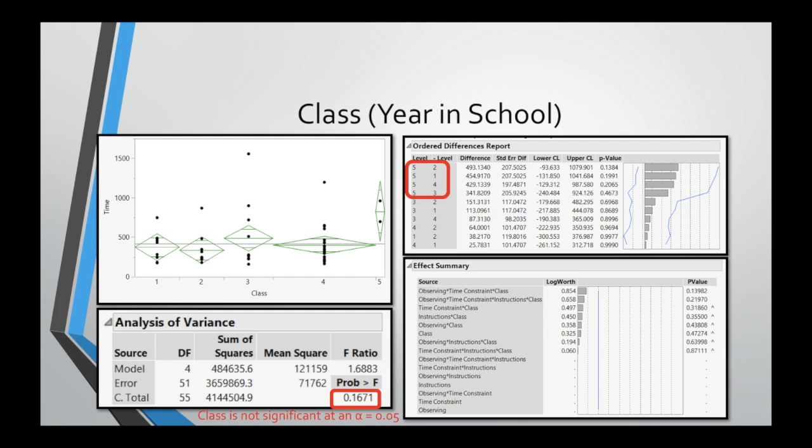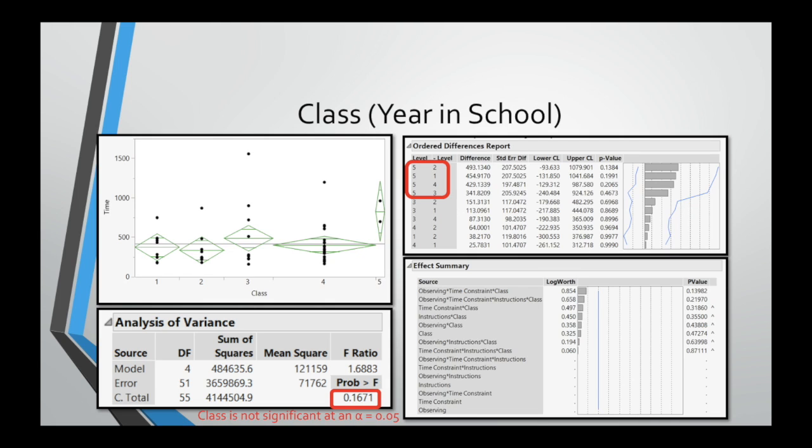We looked at time versus college class as well. Classes 1 through 4 indicate freshman through senior respectively, and 5 indicates anyone beyond an undergraduate senior. We only had 2 participants in the last group, a professor and grad student. The data appeared to meet the assumptions of normality and homoscedasticity, so we did an ANOVA and found that class was not a significant predictor for time with a p-value of 0.1671. But the ordered differences report showed that the greatest differences between classes were between group 5 and the rest of the undergraduate groups.